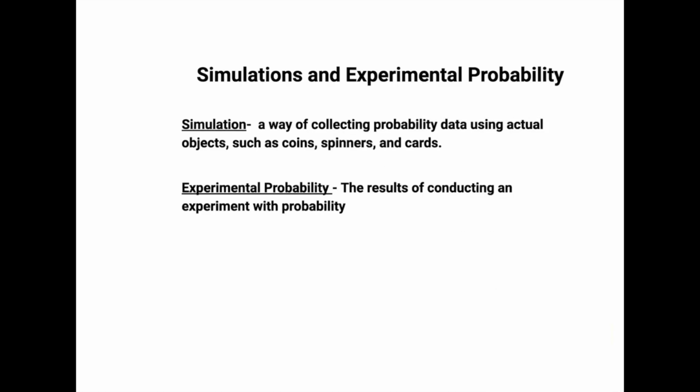In this video, we're going to talk about simulations and experimental probability. A simulation is a way of collecting probability data using actual objects such as coins, spinners, and cards. What this means is you might flip a coin 50 times to see if you truly get tails half of the time. Experimental probability is the results of conducting an experiment with probability. Many times, you'll do a simulation to see if your experimental probability matches the theoretical probability.